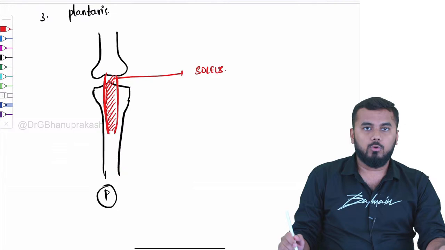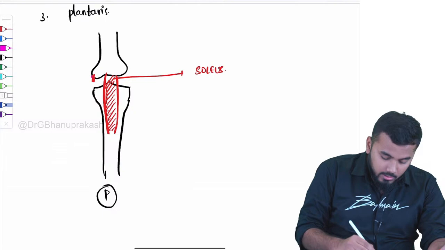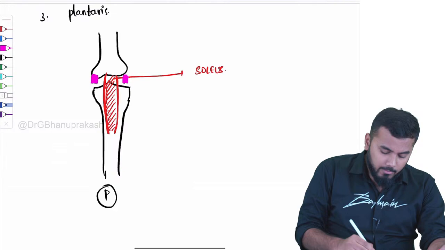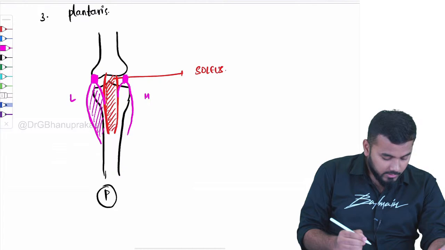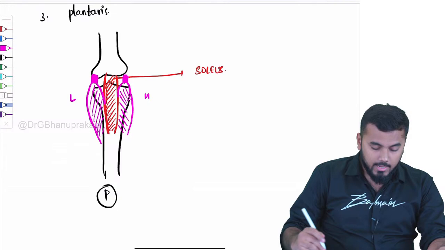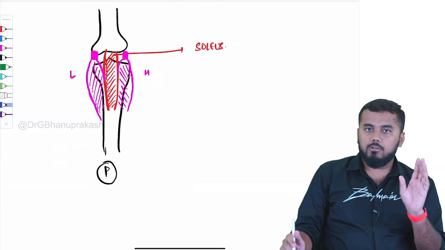And we have also got two more muscles. See here, I'm drawing it with pink. Two more muscles like this, here and here. Not two more muscles, this is actually a single muscle, but in fact it has got two heads. I told you, it has got a lateral head and a medial head. So let us say this is lateral head, this is medial head. So the soleus, and the lateral head and medial head of gastrocnemius.